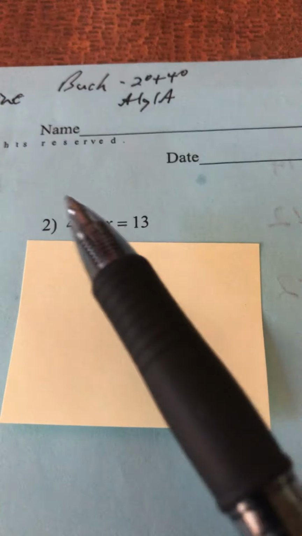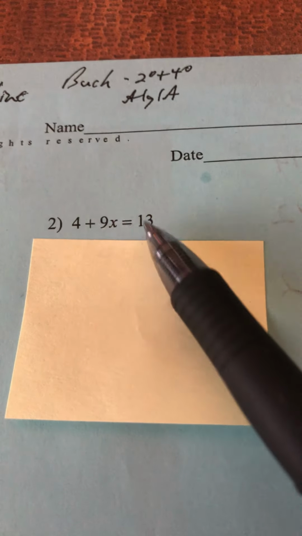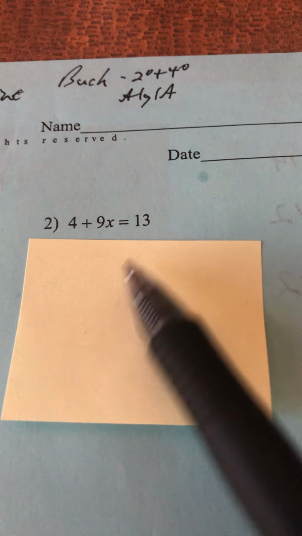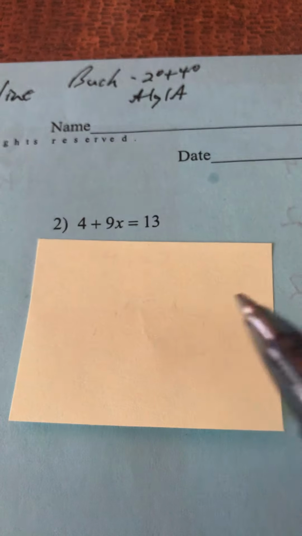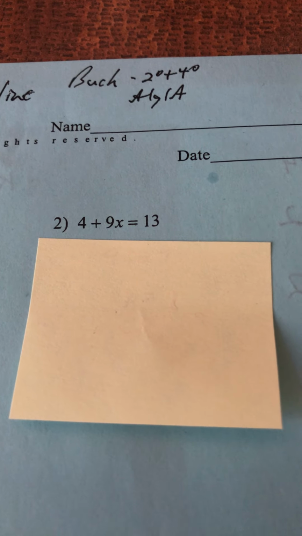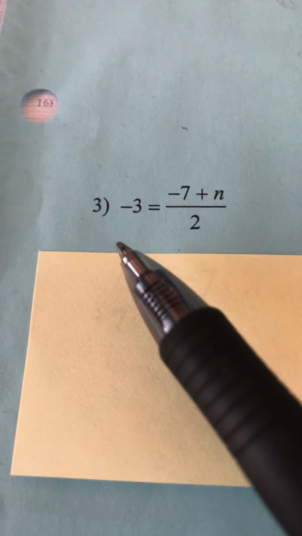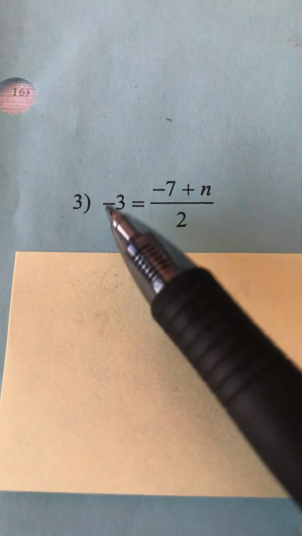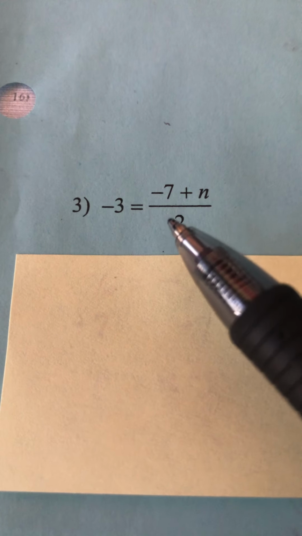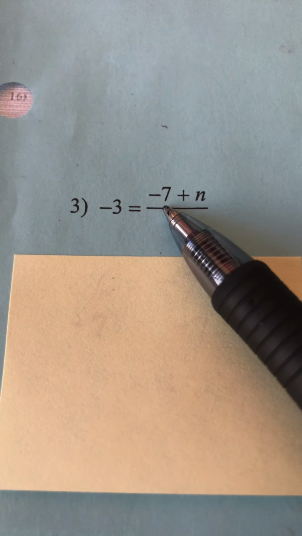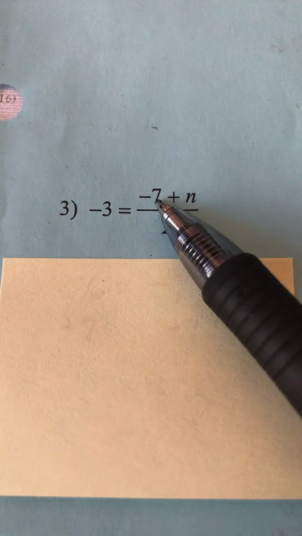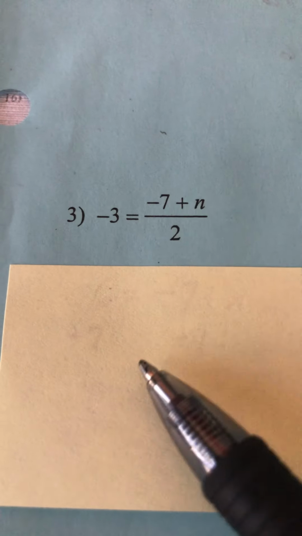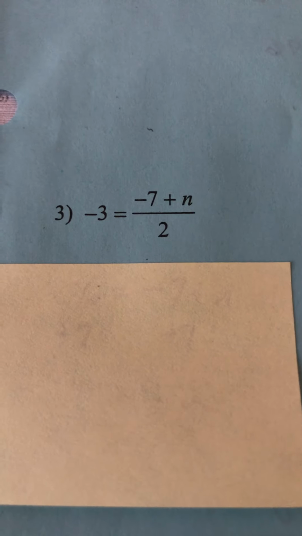Okay, for number 2, the two steps: you're going to subtract 4 from both sides first. You'll get 9x equals whatever that equaled. And then you're going to divide both sides by 9. That will give you what x equals. Number 3, you're going to multiply both sides by 2 first. That gets rid of it over here. Then you're going to add 7 to both sides. That gets n by itself. And I'll tell you what n equals.